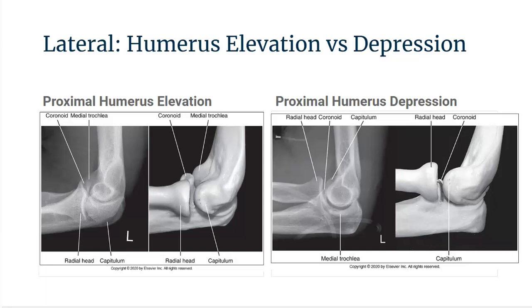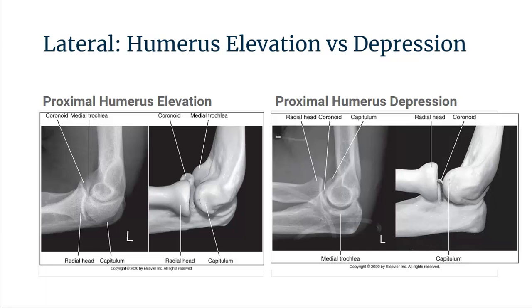Proper positioning of the proximal humerus is essential for an accurate lateral elbow projection. Incorrect elevation or depression of the humerus can misalign anatomic structures. When the proximal humerus is elevated, as seen here, the distal surface of the capitulum appears too far distal in relation to the distal surface of the medial trochlea. Additionally, the radial head is positioned too far posteriorly to the coronoid process.